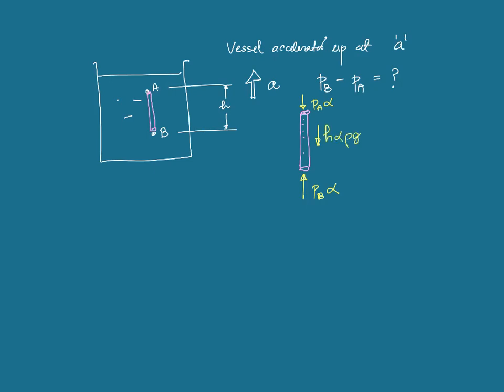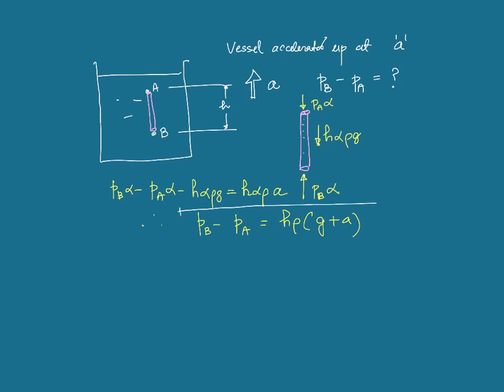H alpha rho g. And if you solve from the ground frame, then PB alpha minus PA alpha minus H alpha rho g is equal to mass times acceleration. So mass is H alpha rho, times A. Therefore you get PB minus PA is equal to H rho times (g plus A). So this is the expression for pressure difference between two points inside an accelerated liquid.